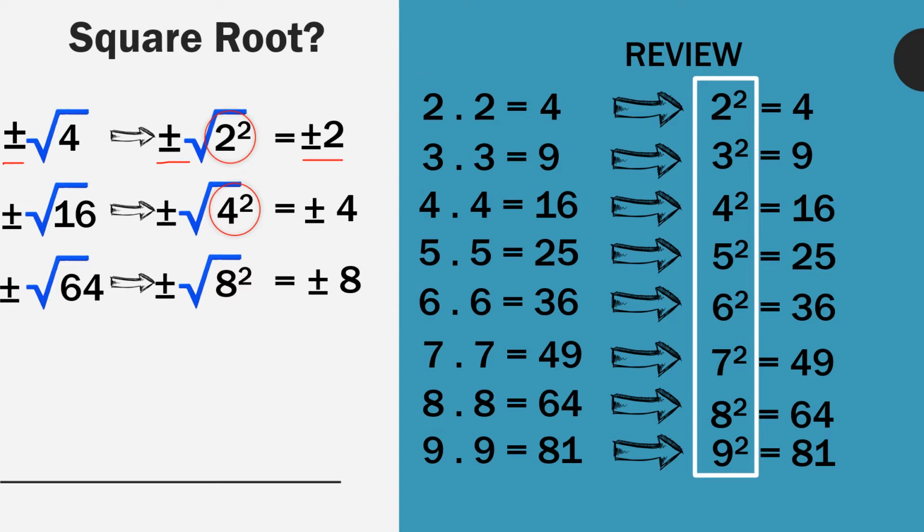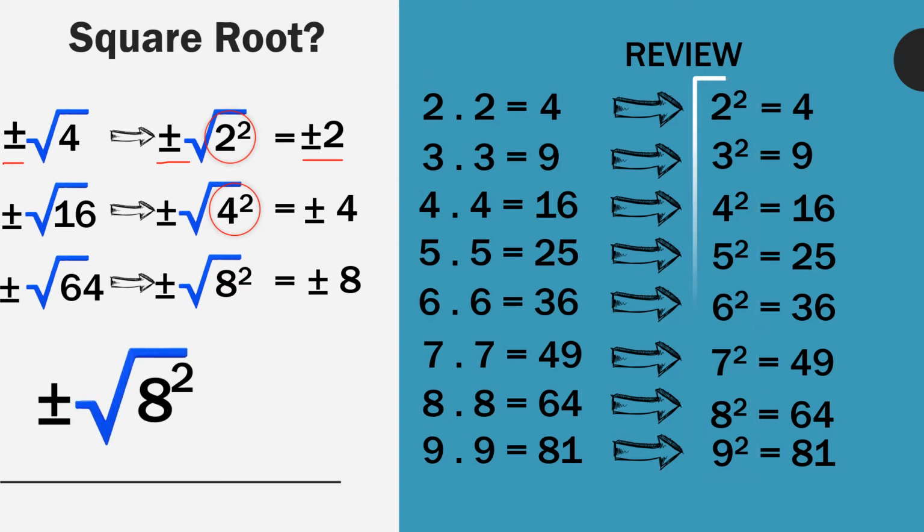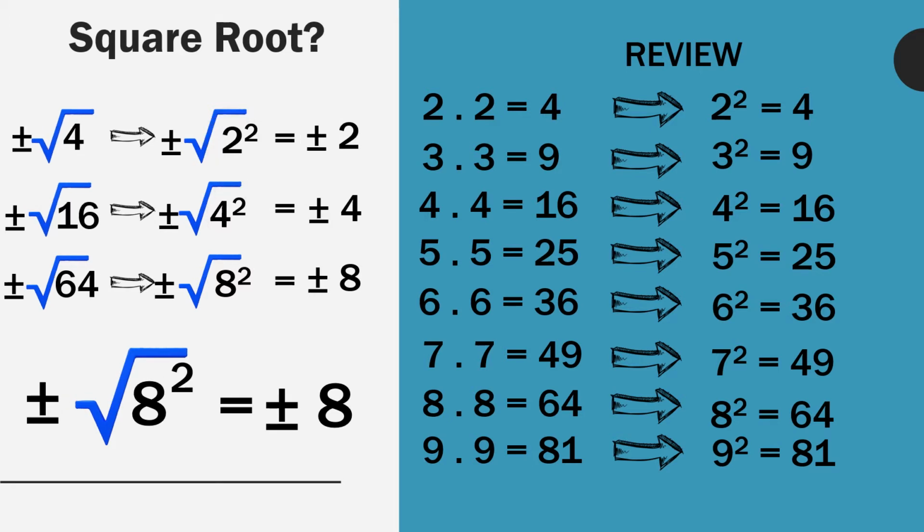Okay? So let's say, we copy the square root of 8 squared. If you notice, class, since that is plus and minus 8, you can just simply cancel out the radical sign and the exponent, so that you can have an answer equal to positive and negative 8.